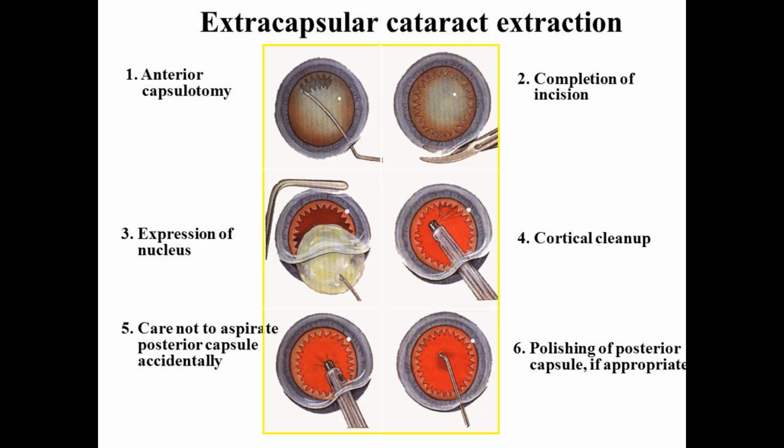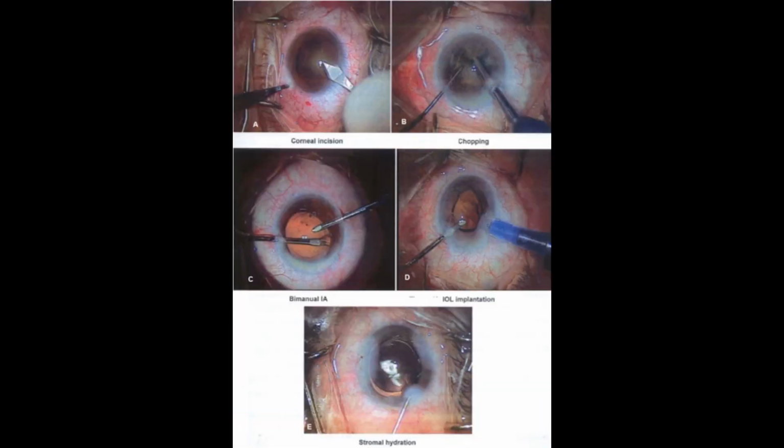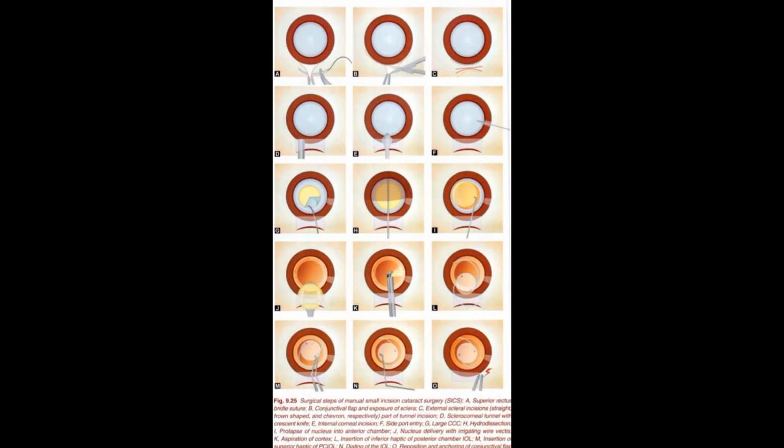ECCE, extracapsular cataract extraction. It is a procedure where anterior capsule, epithelium, cortex and the nucleus are removed, sparing the posterior capsule on which the artificial lens is placed. This procedure is of three types. Conventional ECCE, where a large incision is made in cornea and the procedure is done. SICS, small incision cataract surgery, where a very small incision of about 3 to 5 mm is made in the cornea and the procedure is followed.